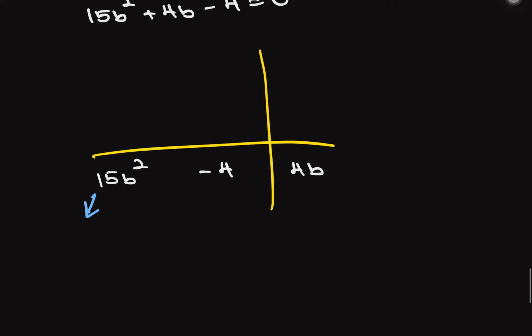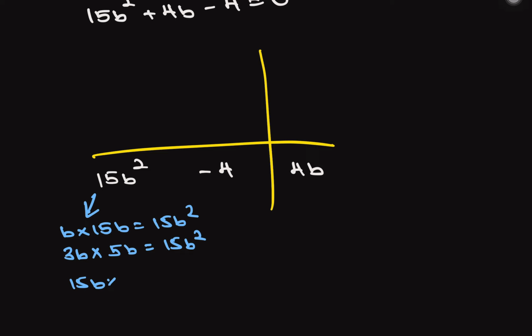So to get 15b squared, we can take b times 15b, which is 15b squared. Next, we can use 3b times 5b equals to 15b squared, or we can also use 15b times b equals to 15b squared. Let's try out the first one. Firstly, we put b times 15b. We get 15b squared.